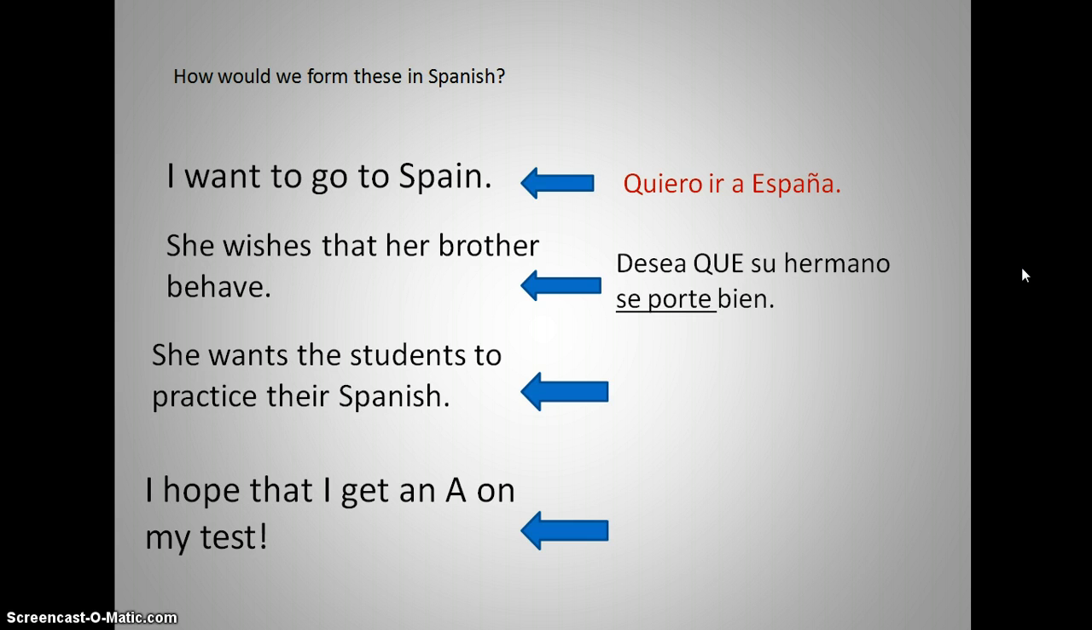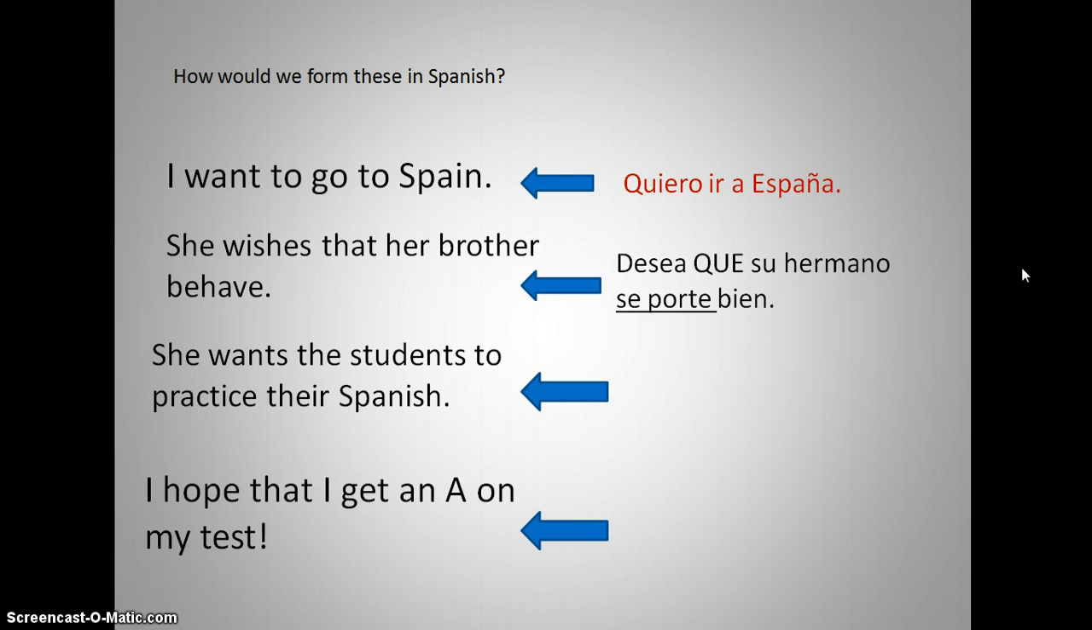The next one, she wishes that her brother behave. Notice that the first clause, desea, is in the indicative, and the second clause is in the subjunctive. So, desea que su hermano se porte bien. The verb here is portarse.